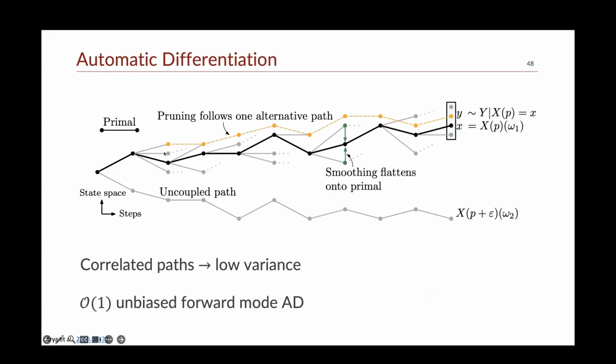This turns out to give you a very correlated path. The program that you sample will be very similar to your original program, keeping your variance low and competing with one of the big problems of score functions, which is they tend to have very, very high variance.